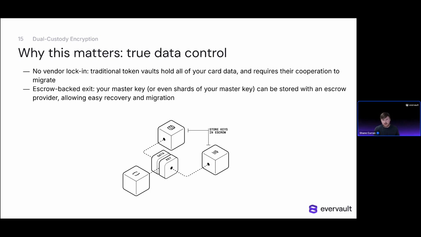So when you open up an app on a dual custody encryption platform, the master key or even cryptographic shares of that master key can be stored with a third-party escrow provider who has contractual provisions in place that allow you to get access to that key in certain scenarios. It means easy recovery in the event that you do want to migrate away from the dual custody provider, as well as almost an insurance policy where, worst case scenario, if you needed to fail over to your own infrastructure, you can just immediately retrieve the share of that private key and start decrypting the card data yourself.